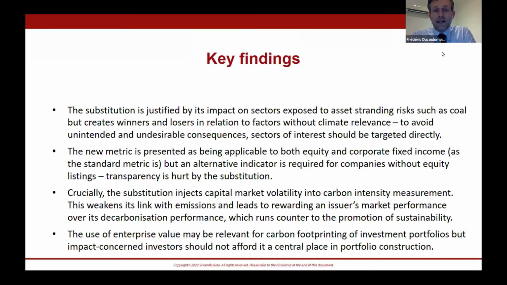So the conclusion is that it may make complete sense to use enterprise value for normalizing, let's say, emissions if you need to report at the portfolio level, but you should not let it drive your portfolio construction if you care about impact. So these are the key findings. Now I'm going to take you over these individually, starting with considerations on carbon intensity and carbon metrics.